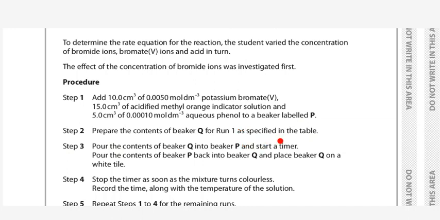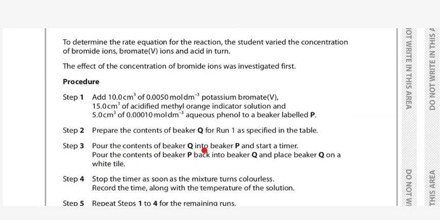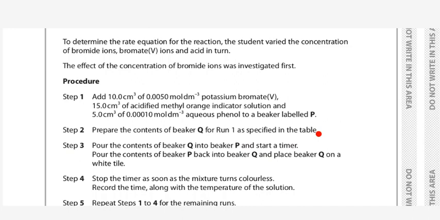And start the timer. Pour the contents of beaker P back into beaker Q. That means you are just mixing, Q to P, P to Q. That's to ensure proper mixing. Instead of using a glass rod, you're mixing from one beaker to the other, to ensure the reactants mix well.